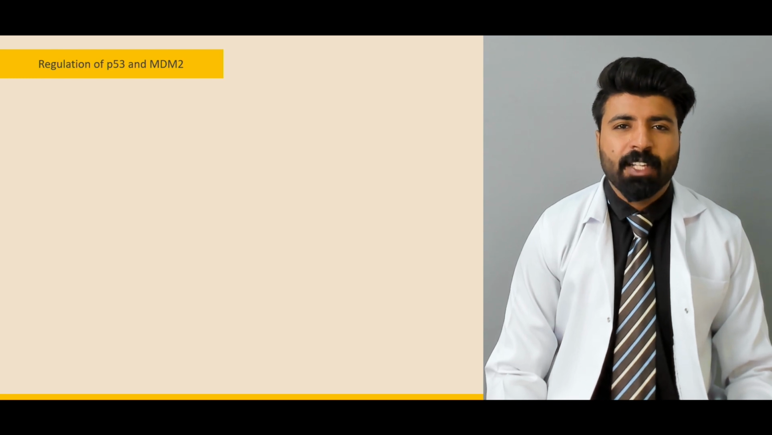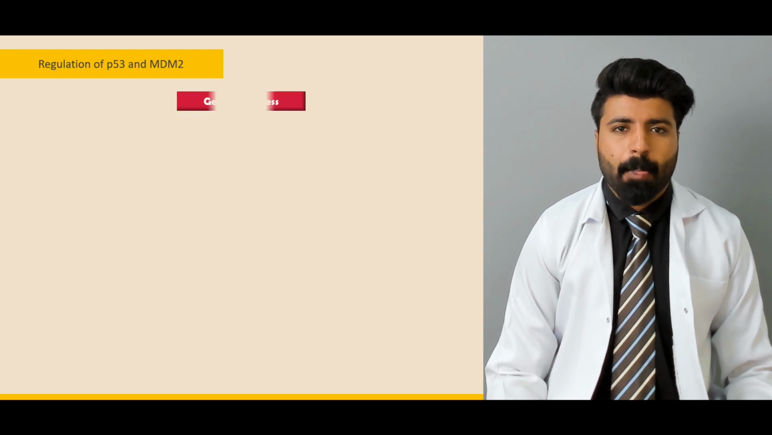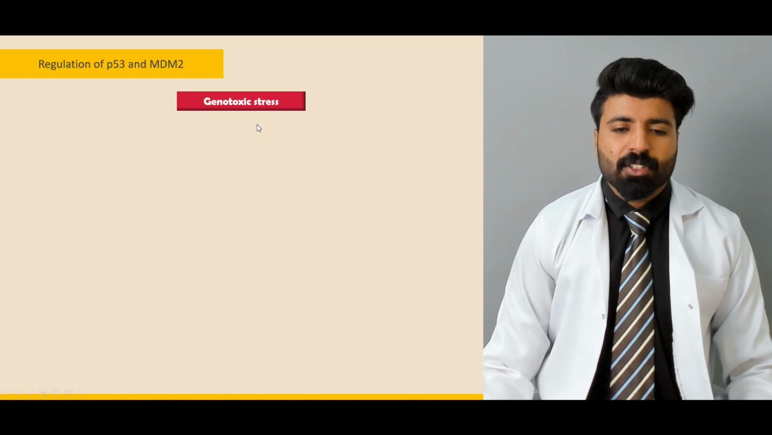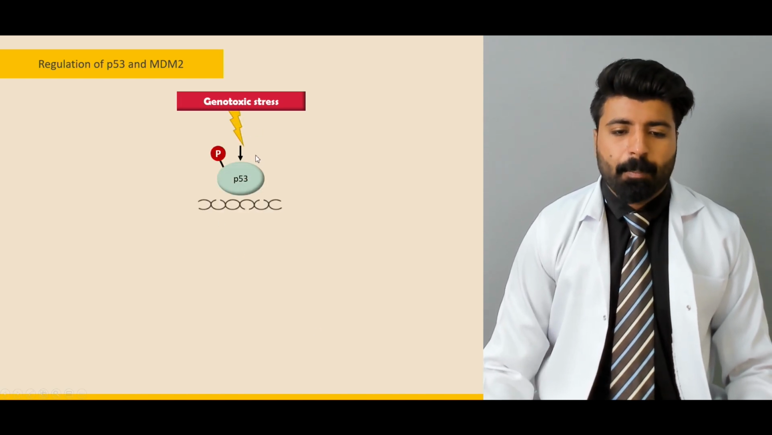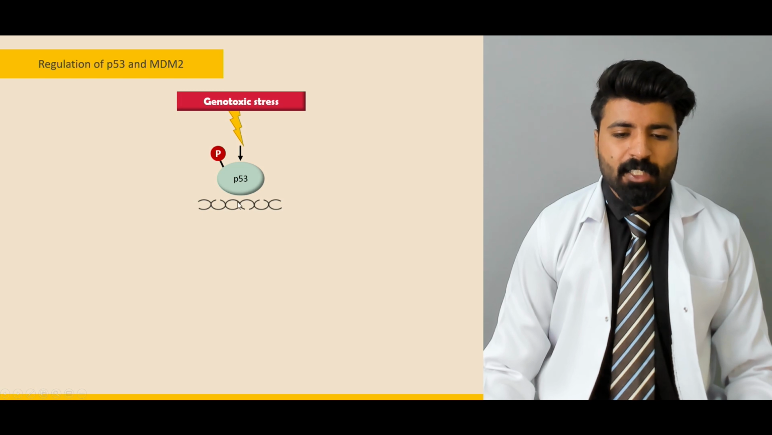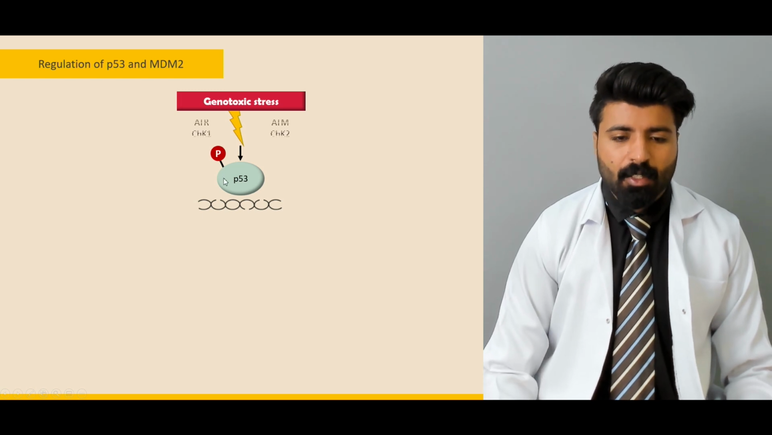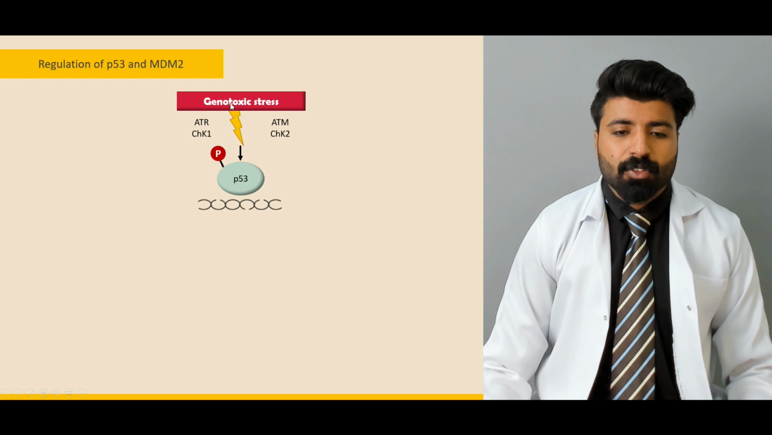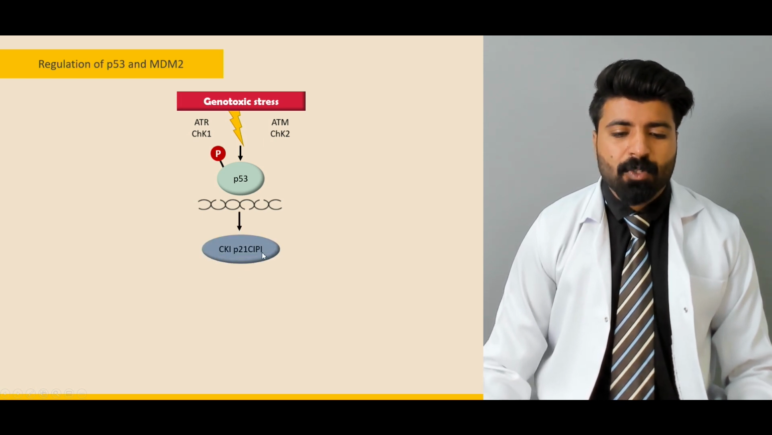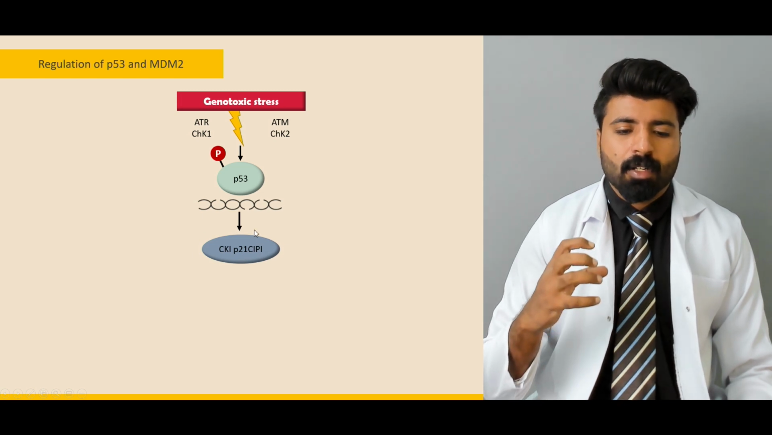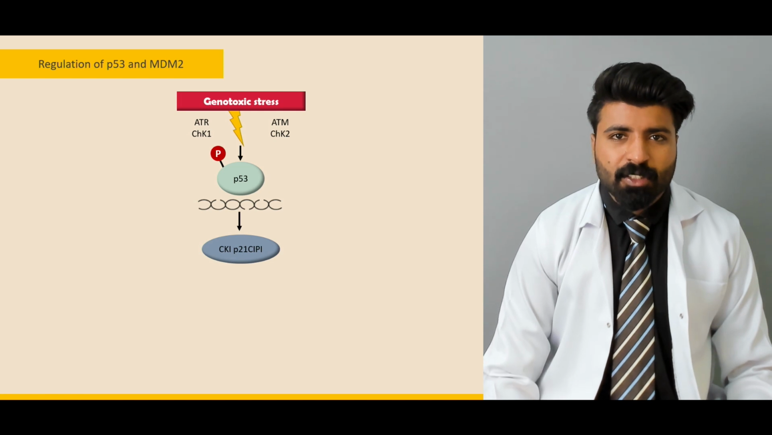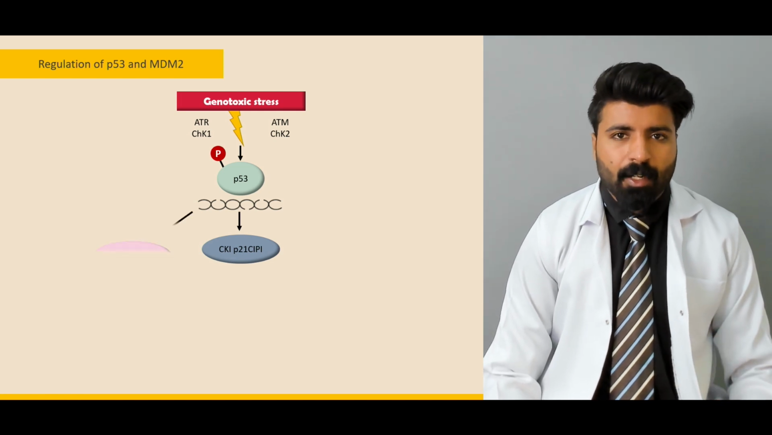Now, how are P53 and MDM2 regulated? Whenever there is genotoxic stress, P53 comes into play and is phosphorylated. These genotoxic stresses can come in through ATR, CHK1, ATM, and CHK2. What happens is that it activates CKI, P21, CIP1. Now, these are actually kind of codes for these mutations that are happening.